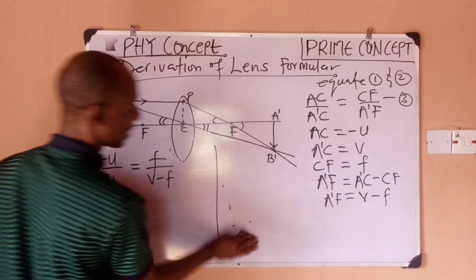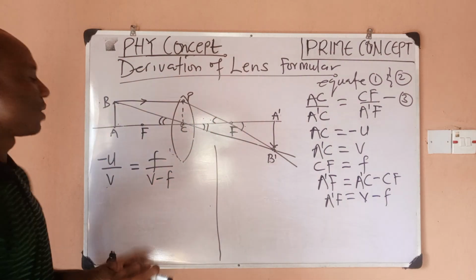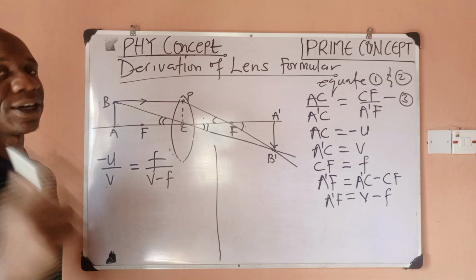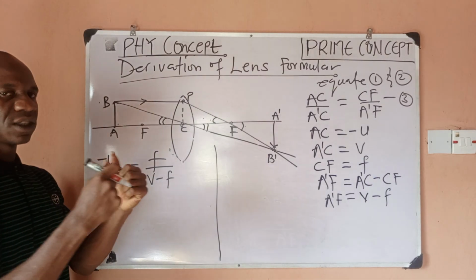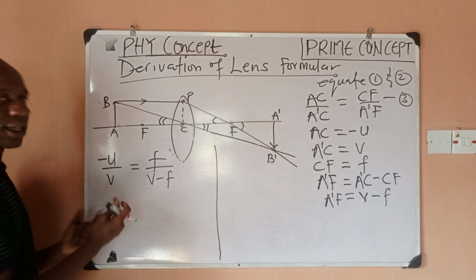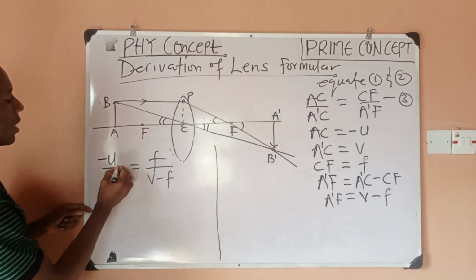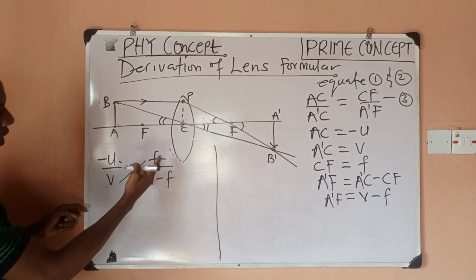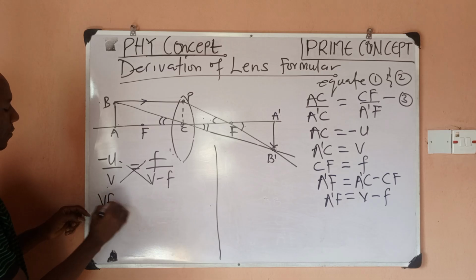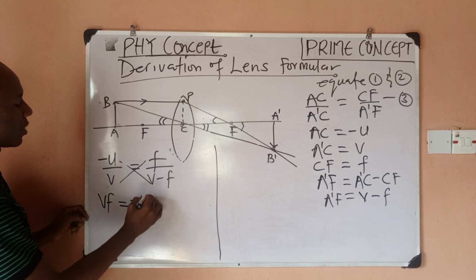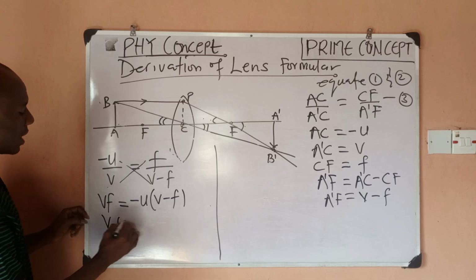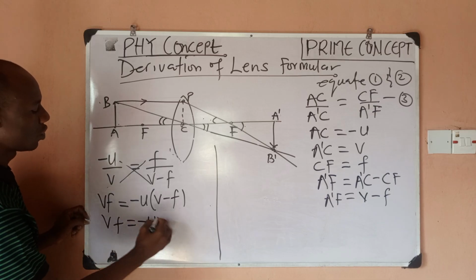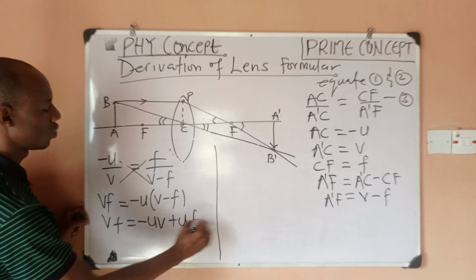I believe at this point, everybody that is watching me will be able to complete this and arrive at the formula. But let me complete it. If I were you, I'd pause the video and try to complete it from here and then play it and check if you're correct. So if I cross multiply, I have VF equals minus U into V minus F, right? So that VF becomes minus UV plus UF, right?